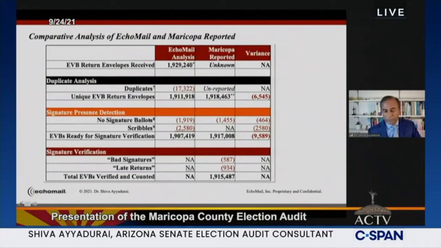Now we go to the signature presence detection. We discovered 1,919 no signatures. They reported 1,455. So in this case, we have 464 more blanks. In the scribbles, they don't have a scribbles category, and we'll discuss that. If we start thinking about these scribbles as potential bad signatures, we'll get some insight. But at the end of the day, what went to signature verification at Maricopa was 1,917,008, which is 9,589 more than we would have sent pursuant to this analysis. They also had bad signatures and late returns, as we talked about.